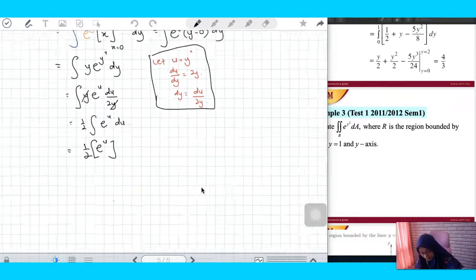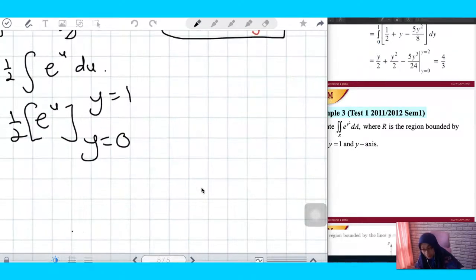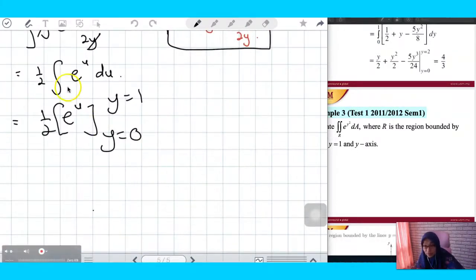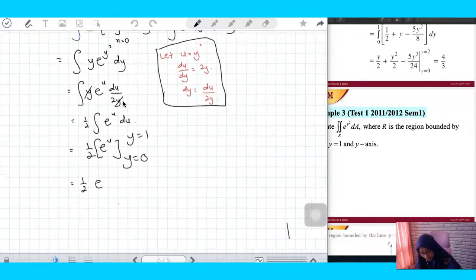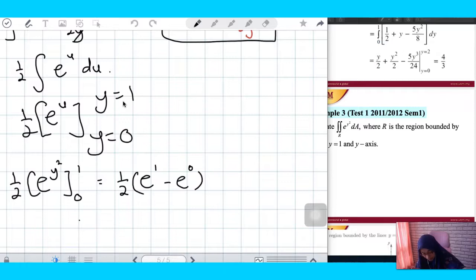Since the limit that we have belongs to y equal to 0 to y equal to 1, that means you have to replace back. You cannot directly substitute into the e^u because this one is in terms of u, but your limit belongs to y. So you have to replace back what is u. Just now we let u be y squared. So put the y squared back, and now your limit from 0 to 1. So 1 over 2, e^1 minus e^0. So you will have 1 over 2 (e minus 1). So that is your answer.